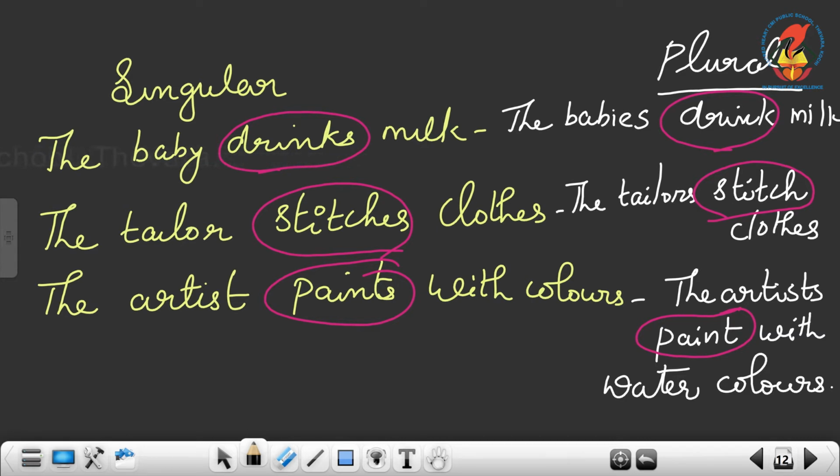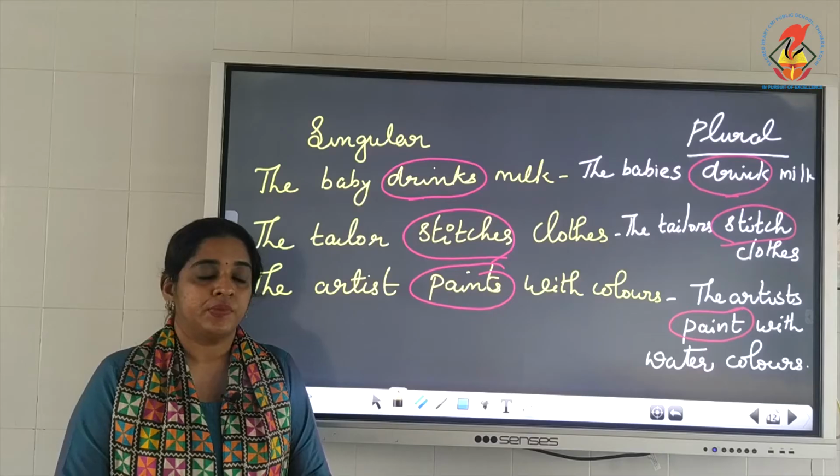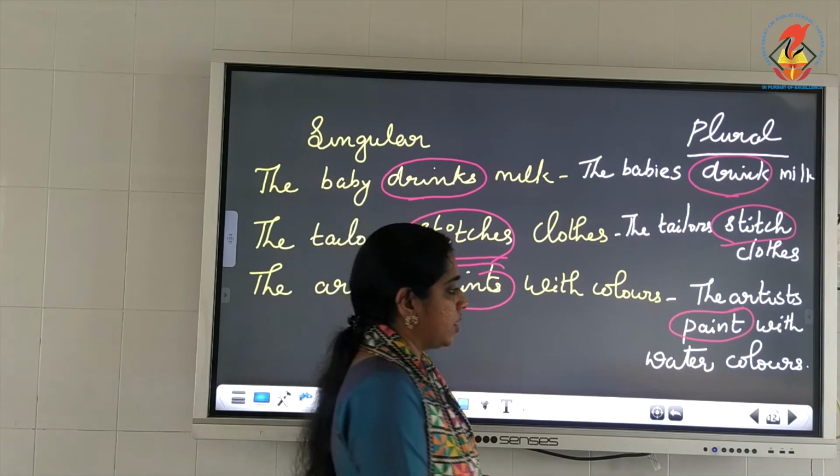And the artist paints. The artist is singular, one person. So I am using the singular form of the verb with S, paints. Paints with colors. The same thing, the artists, plural. The subject is plural, paint. I am using the verb paint with water colors. Okay, now the next topic.